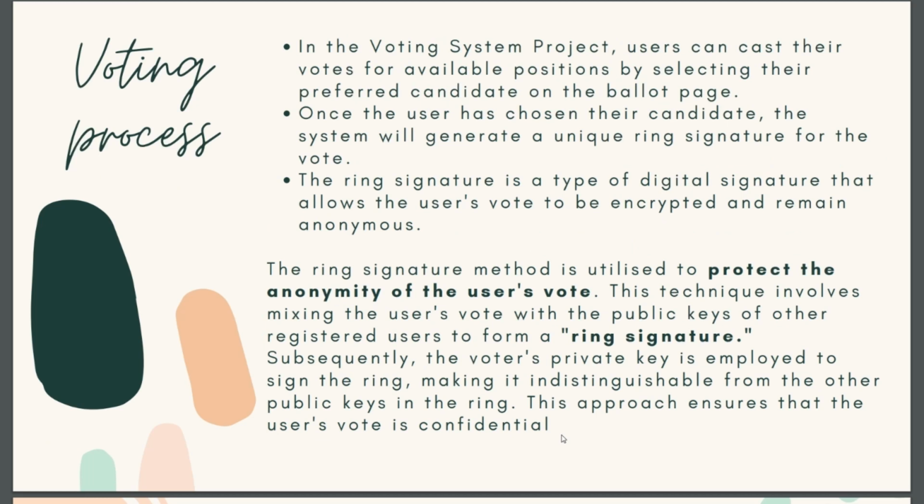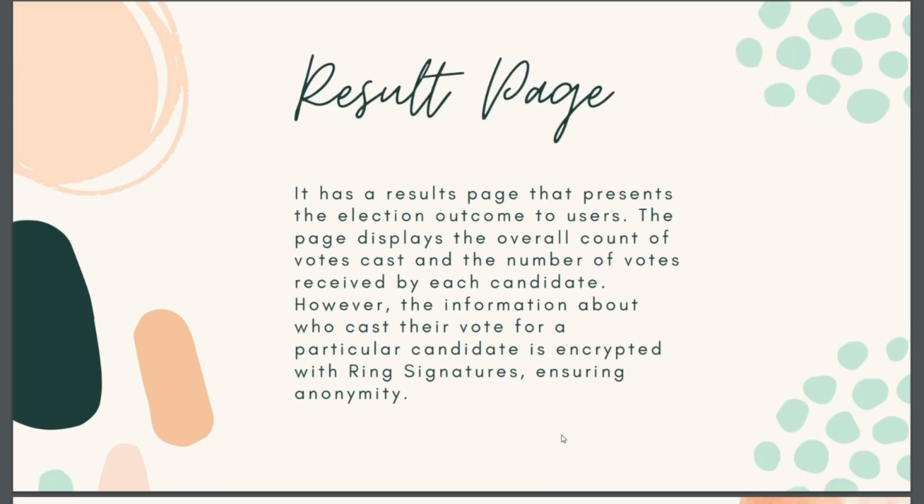Now, the voting process. The voters can cast their vote for available positions by selecting their preferred candidate on the ballot page. Once the user has chosen their candidate, the system will then generate a unique ring signature for the vote. The ring signature is a type of digital signature that allows the user's vote to be encrypted and remain anonymous. Tracing back the voter's identity would be protected using the ring signature. This technique involves mixing the user's vote with the public keys of other registered users to form a ring signature, as we have discussed earlier.